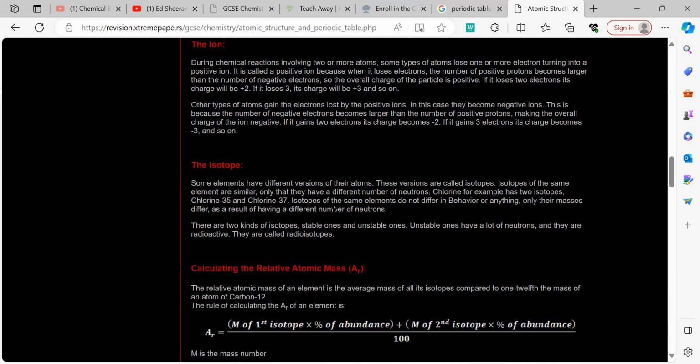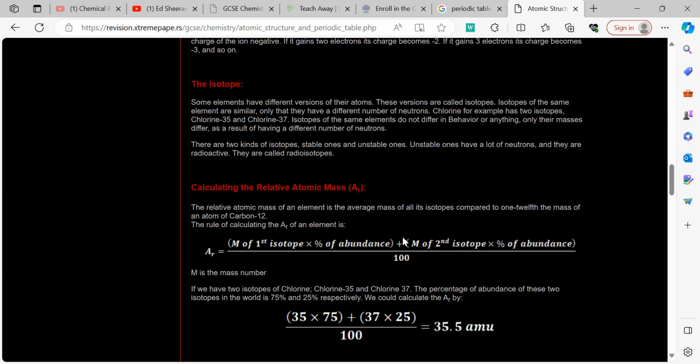Now, what are isotopes? Isotopes are basically atoms of the same element which have the same number of protons but a different number of neutrons. This definition is repeatedly asked, and the common examples are given over here. For example, chlorine 35 and 37, and another example is uranium. However, uranium is an unstable isotope, and why is it unstable? Because it has an extremely high number of neutrons.